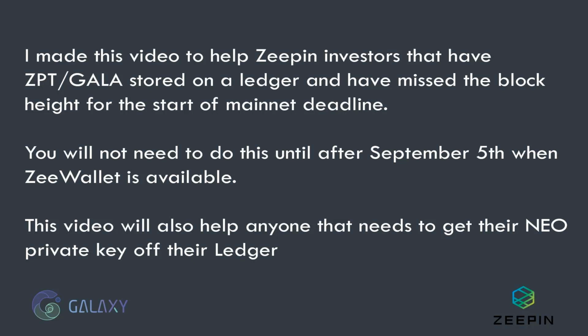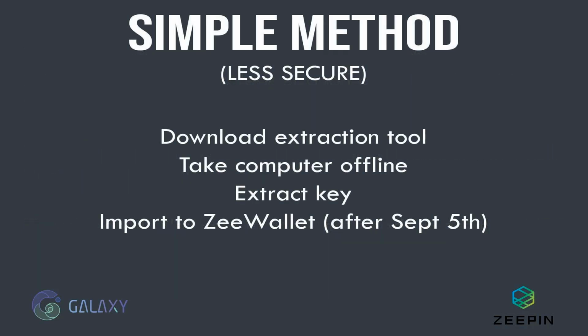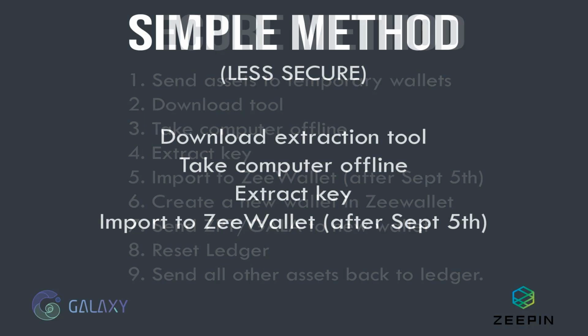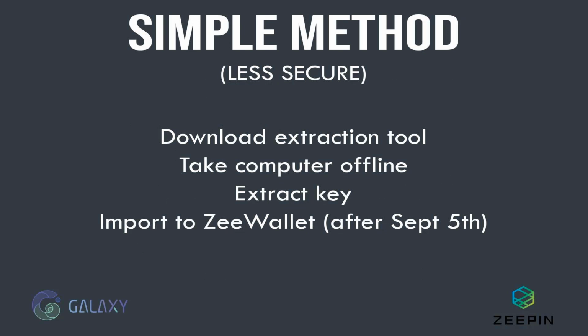I will show you two ways to do this. The first way is a lot faster and easier, but is potentially less secure. The second way is more time consuming, but it is almost bulletproof. So in the simple method, the first thing we do is download the extraction tool, then take the computer offline, extract the private key, and then import to Zeepin after September the 5th. So let me show you how to do this.